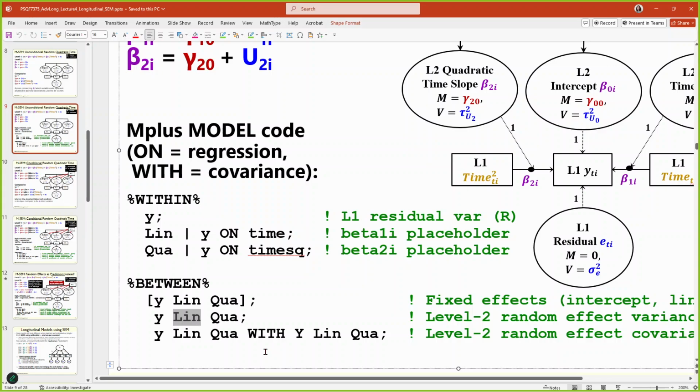Random effect variance. So this is your random slope variance right here. This is your fixed slope. And what it's the slope of is defined here. That's why I have a lin and why I have a qua.